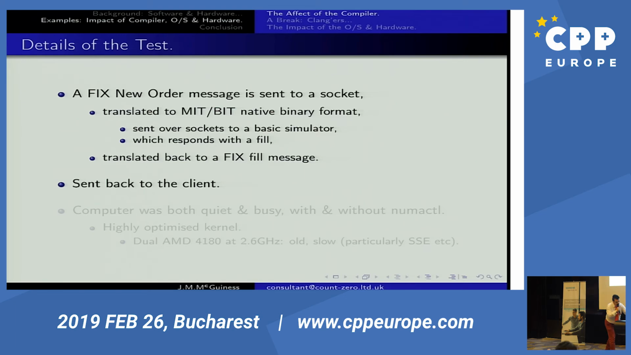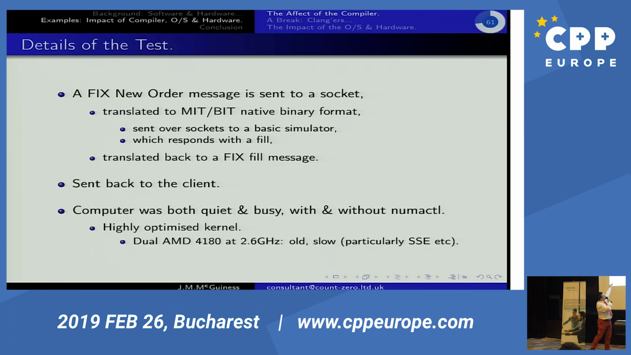Oh, yes. Already said that. Computer: I've tried it with and without NUMA control. I've tried it whilst it was both busy and quiescent. I'm a Gentoo Linux user. Even my laptop runs Gentoo Linux. It's a highly optimized kernel and a highly optimized installation. It's an old, slow computer.